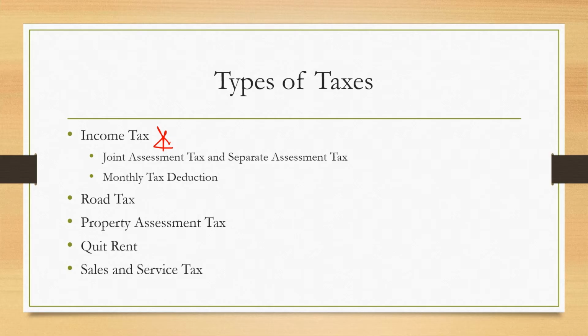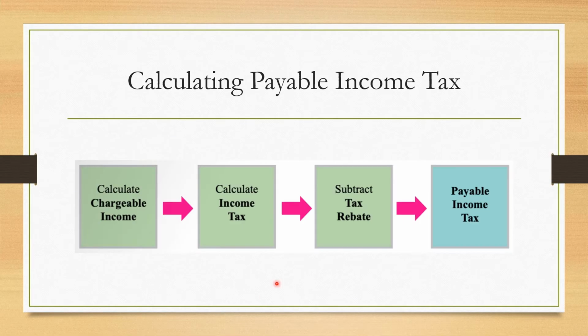So now, moving on. Now we have to look at calculating your payable income tax. Payable, again, note the difference, not income tax, your payable income tax. So how do we calculate it? First, you have to find your chargeable income. Next, you have to find your income tax. Next, you subtract your tax rebate. And then you get your final result, payable income tax. It's as simple as that, actually.